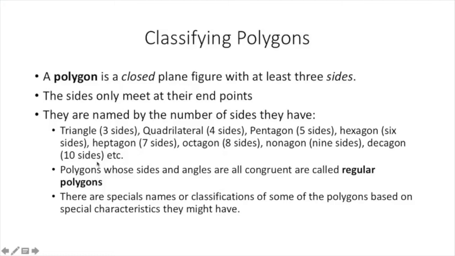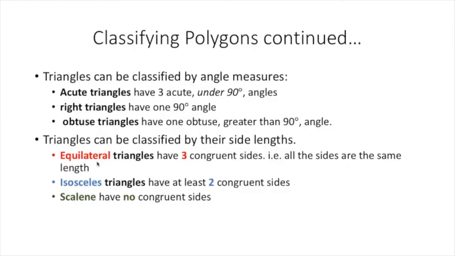Polygons whose sides and angles are all congruent, or they're all the same, are called regular polygons, and those are the ones that you're used to seeing, like your stop sign shapes, your yield signs, or anything that's going to be all the same sides, all same angle, are called regular polygons. And if they're not that, then we do have some other ways of classifying these.